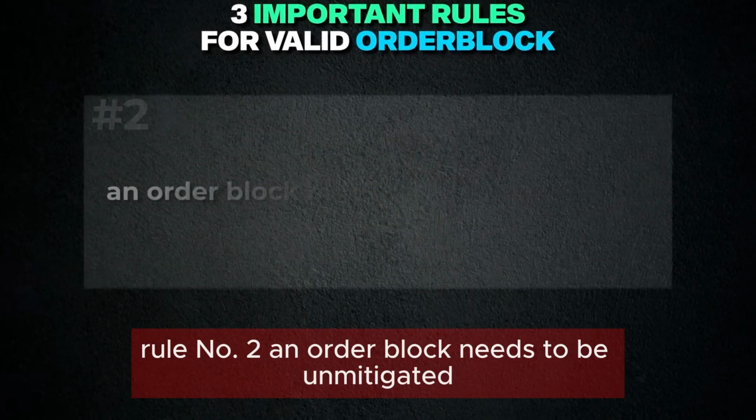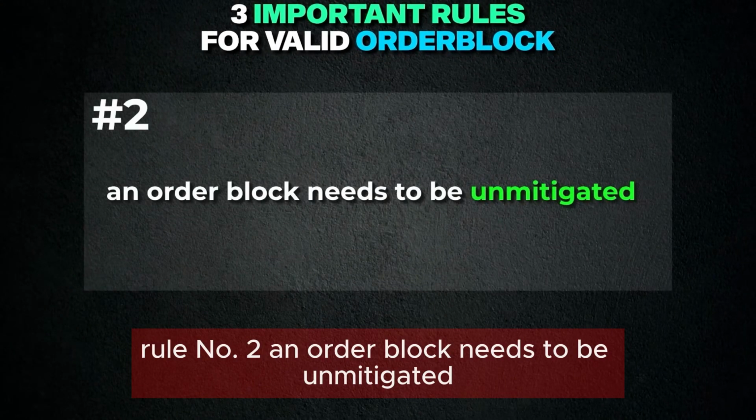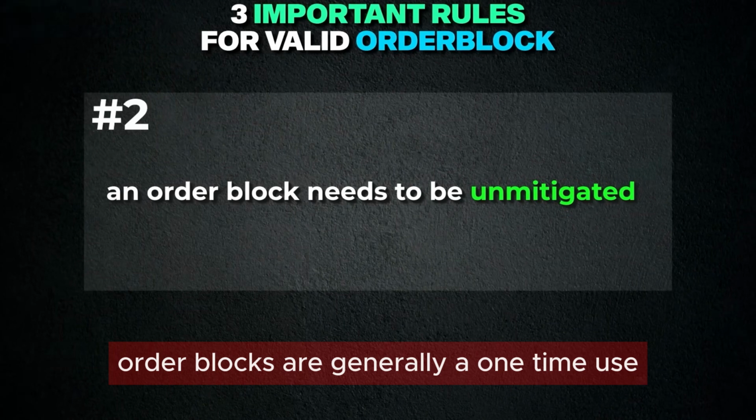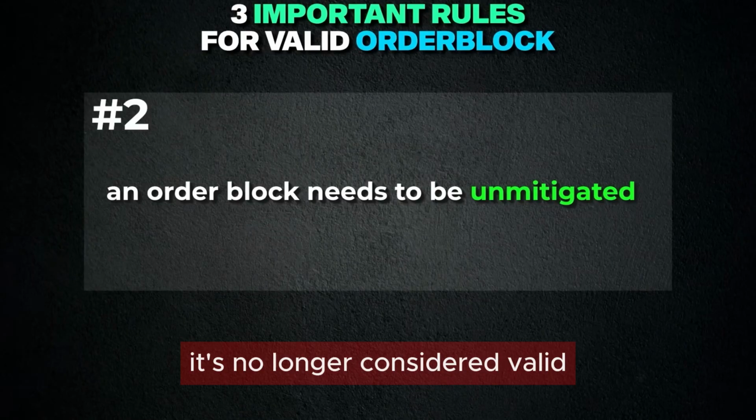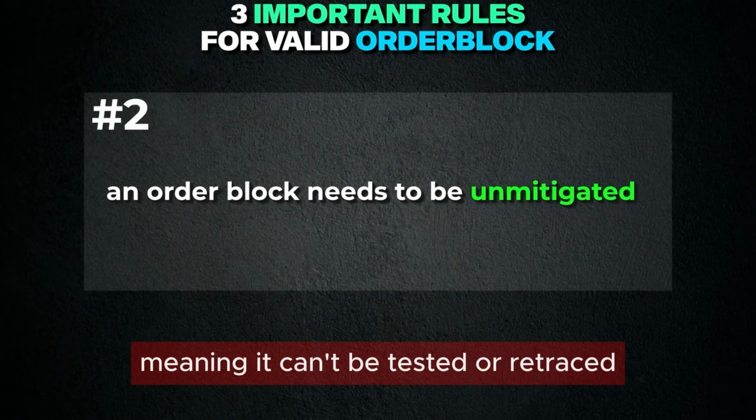Rule number 2. An order block needs to be unmitigated. Order blocks are generally a one-time use. If the price touches an order block, it's no longer considered valid, meaning it can't be tested or retraced.